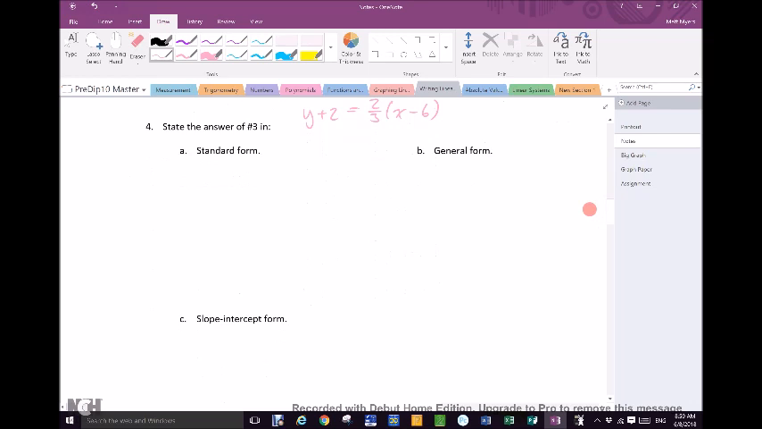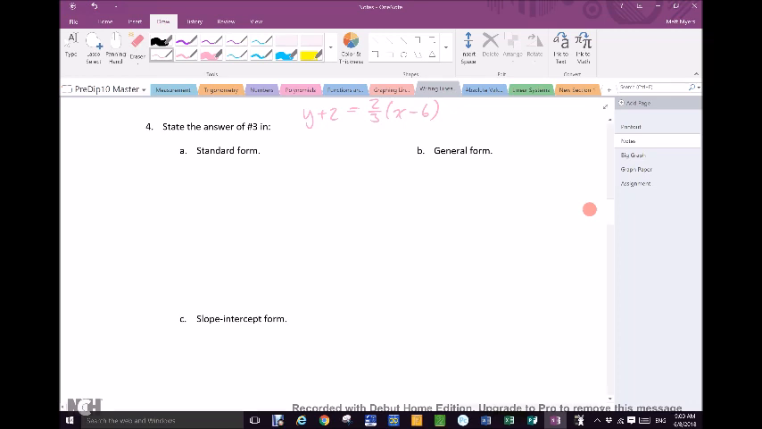Now, please notice, once again, I remind you, I like to go to standard or general first because it gets rid of all the fractions. And you guys are scared of fractions. They make you shiver in your boots. Back to the teenage brain, Fortnite, fractions. Fortnite.